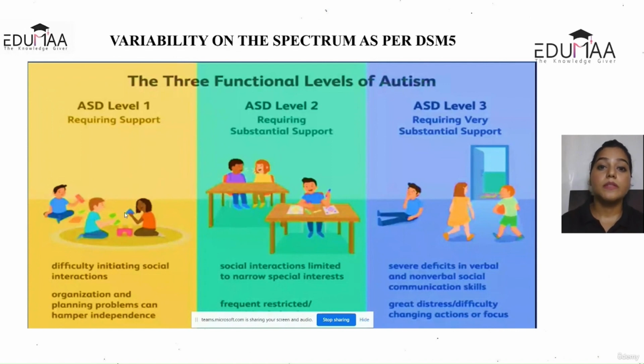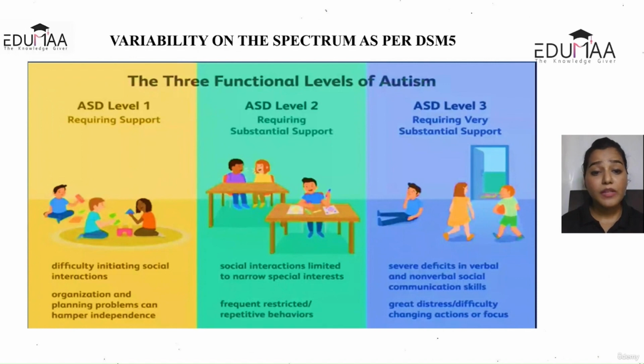Then comes level 2. Level 2 is where they require substantial support. They have limited social interactions with others, and they have very specific, narrow interests. They have frequent, restricted, repetitive behaviors, and that is where they require a little more support from our side.